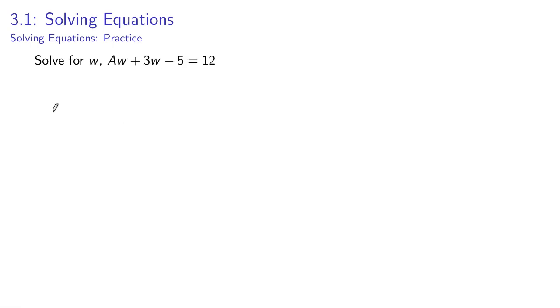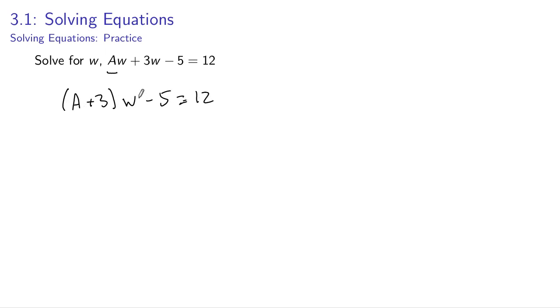Let's do an even more complicated one with abstract numbers. So here a is an abstract number, some constant number, and we're going to solve for w. First thing we need to do to solve for w is to combine these two terms. Remember, we can add the coefficients. We can still add the coefficients even though one of them is abstract.